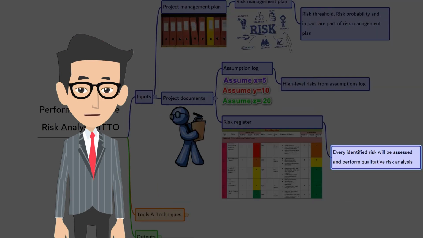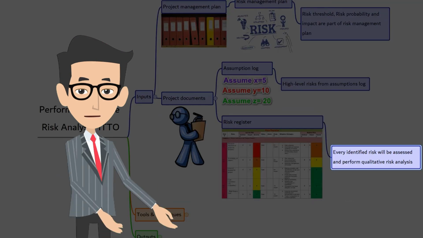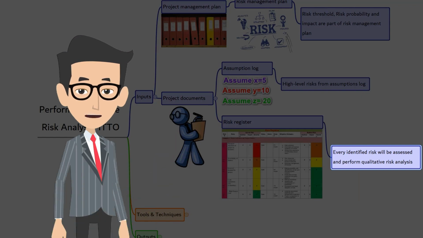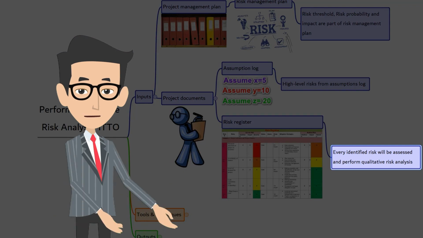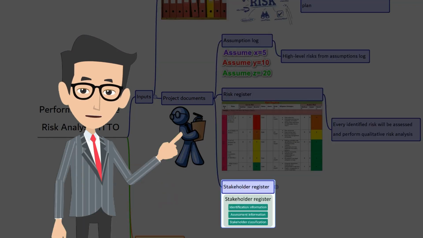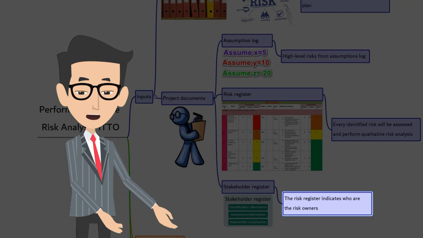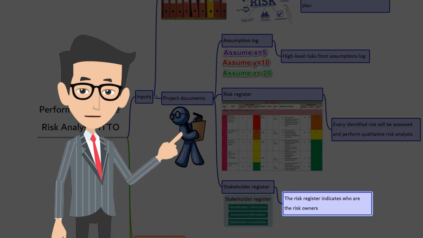Risk register. Every identified risk will be assessed in perform qualitative risk analysis for prioritizing, risk response, and monitor risk. Stakeholder register. You can find details of the stakeholders who may be nominated as risk owners.